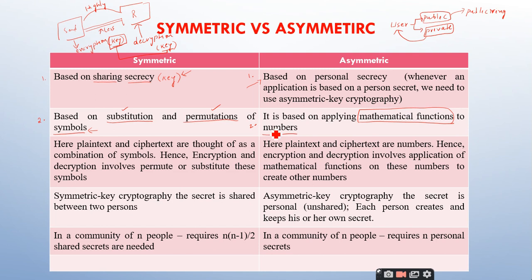Remember, this particular point is very important: asymmetric key cryptography never uses textual data. It never uses symbols. It is going to concentrate only on numbers. So when you are using numbers, you should have mathematical concepts. When you are using numbers, you should go for mathematical functions. Very, very important point. Clear?